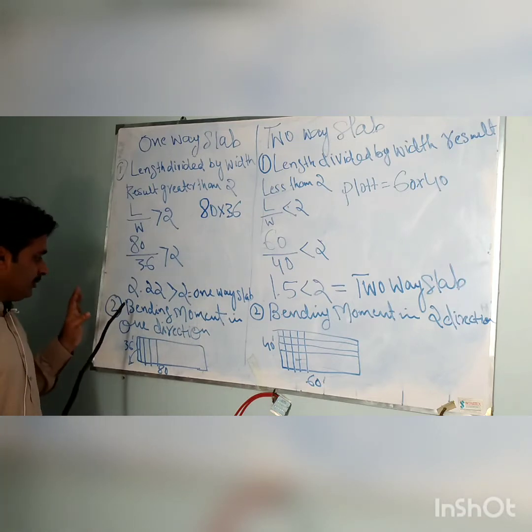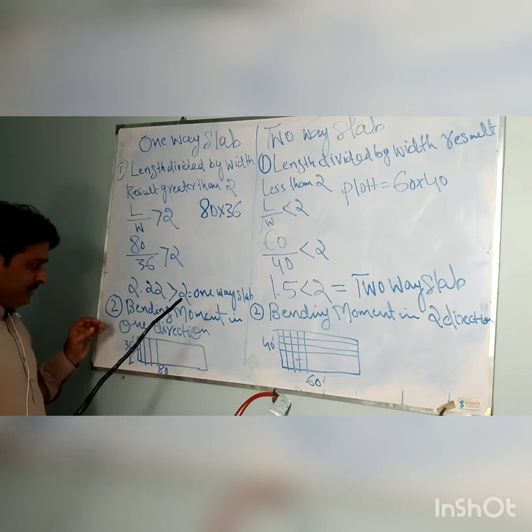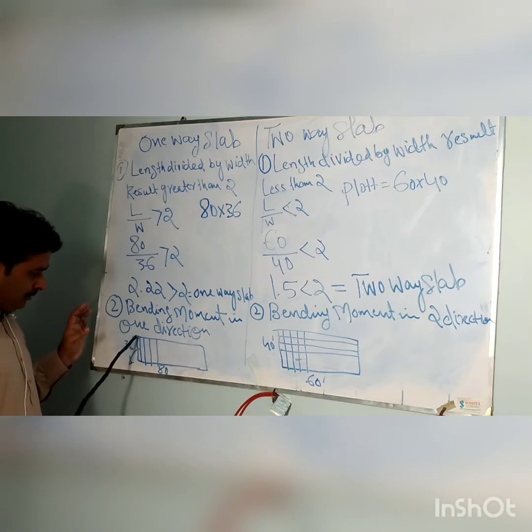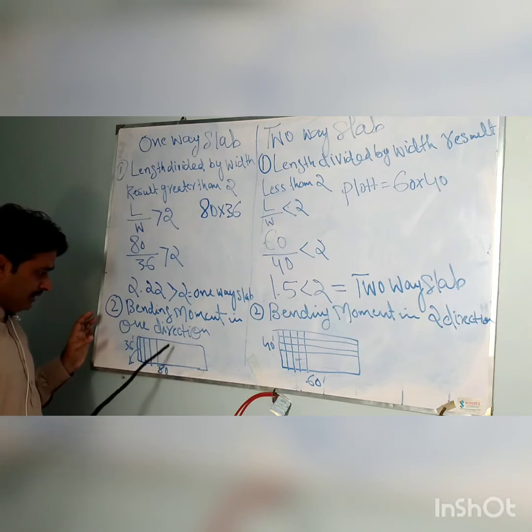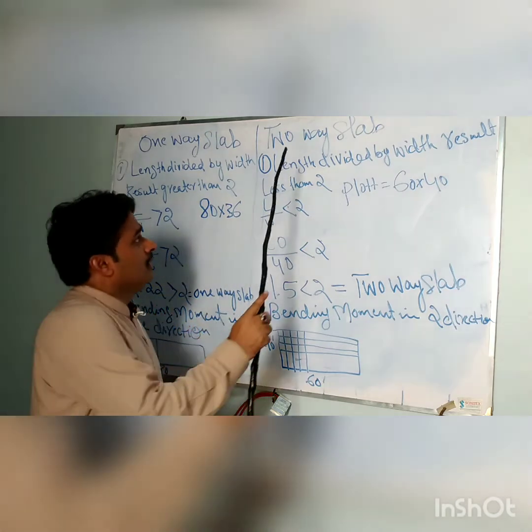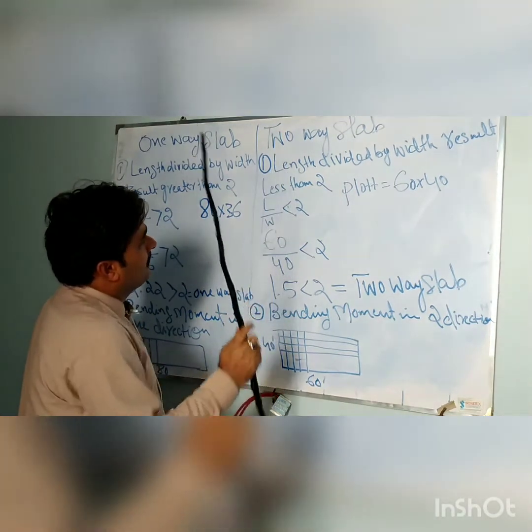Okay friends, number 2, bending moment in one direction. This is 36, this is 80 feet length, and the bending moment will be in one direction. Okay, like this. Now we are coming to our two-way slab.